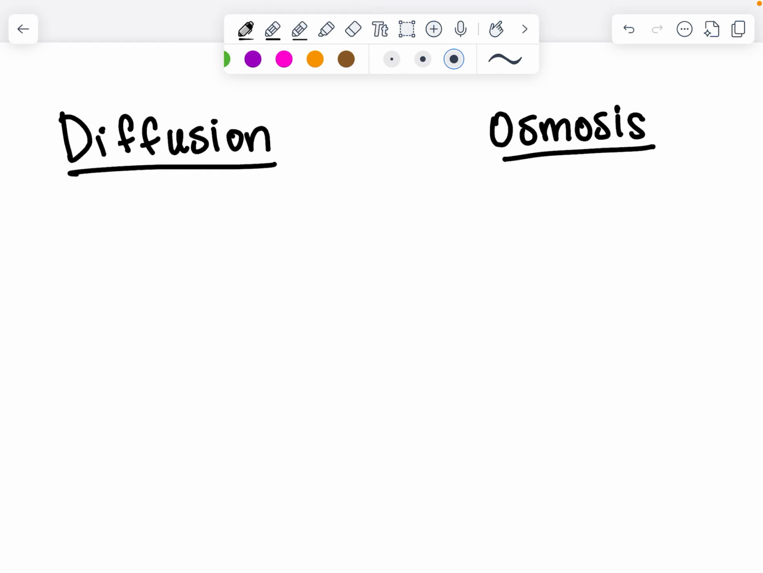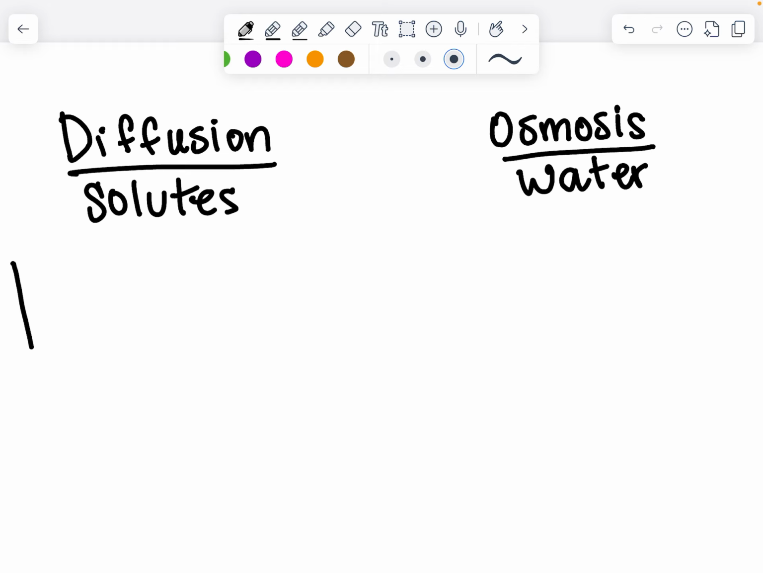Let's talk about diffusion and osmosis. In diffusion, we're going to see solutes move. And in osmosis, we're going to see water move. So the way that we illustrate this is we're going to start with a beaker that has a semi-permeable membrane. That reminds us of a cell with its semi-permeable membrane.